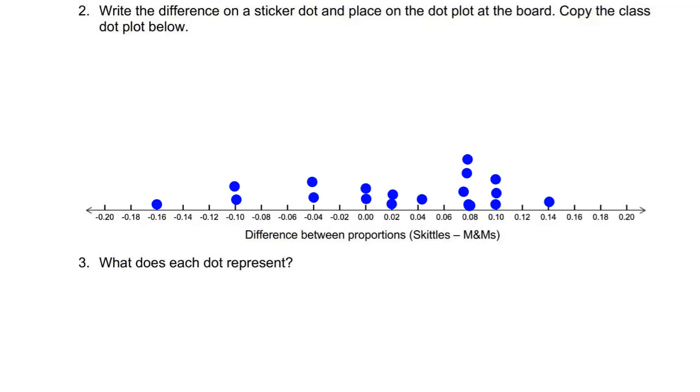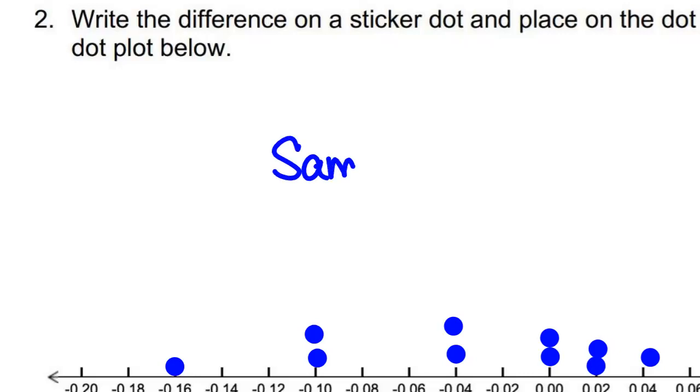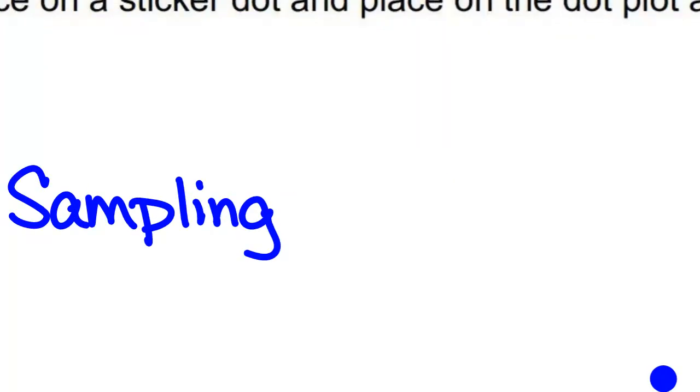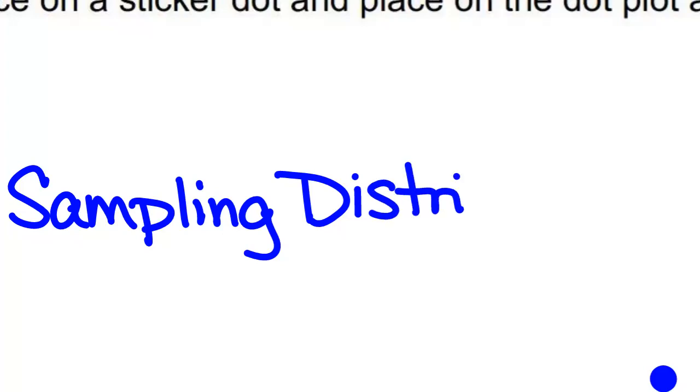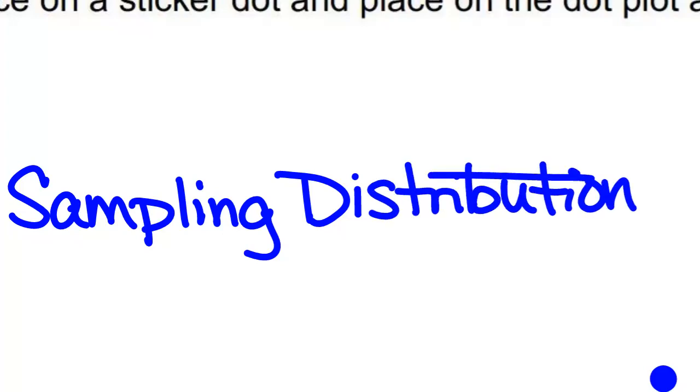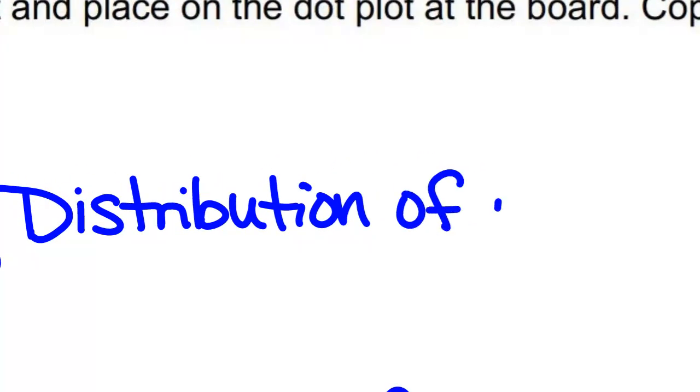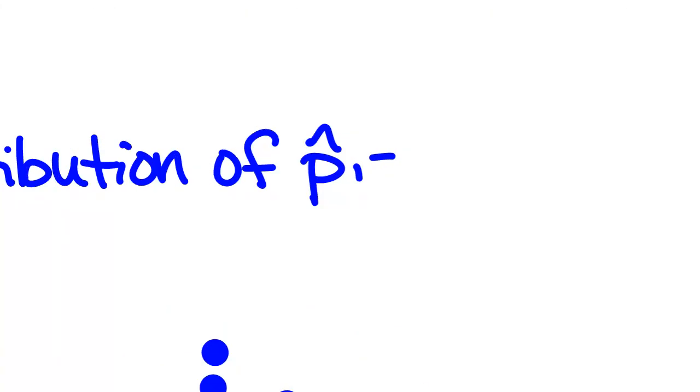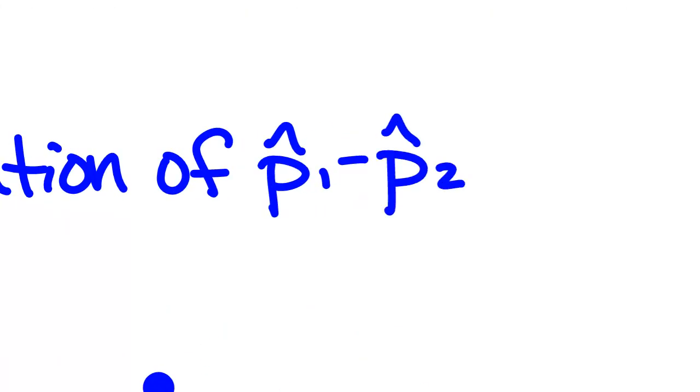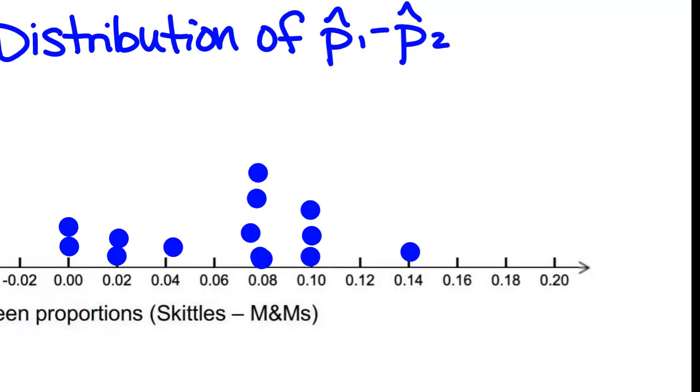What do each of these dots represent? This is kind of a hard one, right? All right, so this is our sampling distribution of p hat 1 minus p hat 2. Each one of these dots is showing us a p hat 1 minus p hat 2.